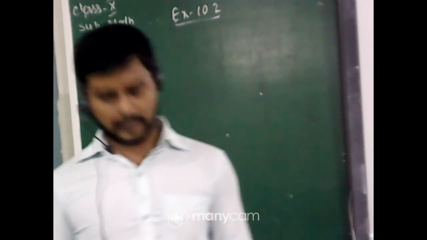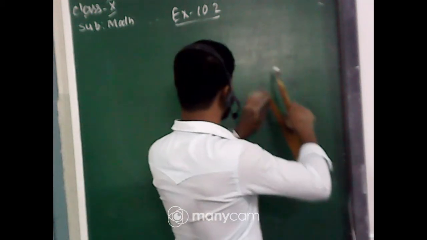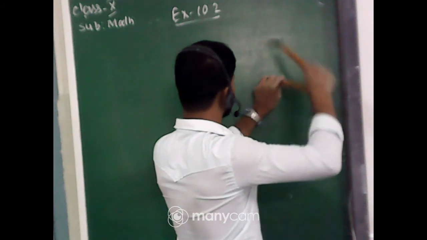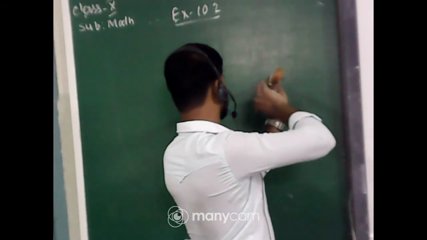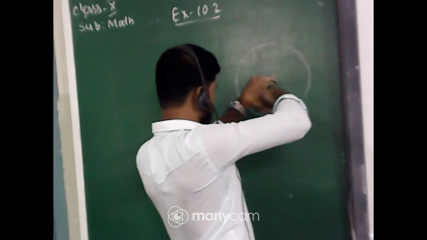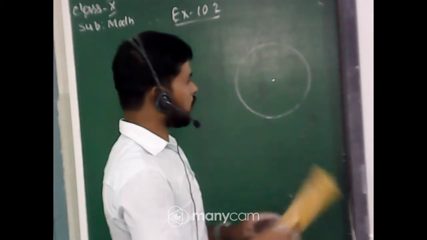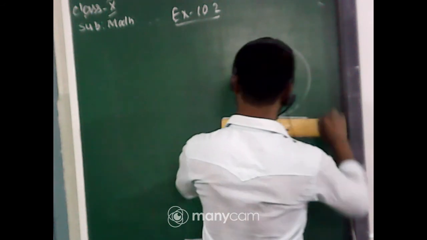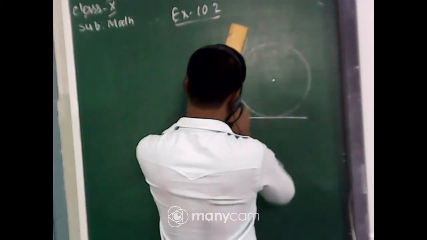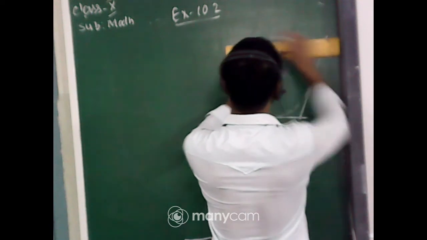Question number 11 is: prove that a parallelogram circumscribing a circle is a rhombus. Means if a parallelogram circumscribes a circle, then we have to prove that the parallelogram must be a rhombus. Okay, so let's draw a circle first. This is our circle with center, and now draw a parallelogram which circumscribes the circle. This is a parallelogram which circumscribes the circle.